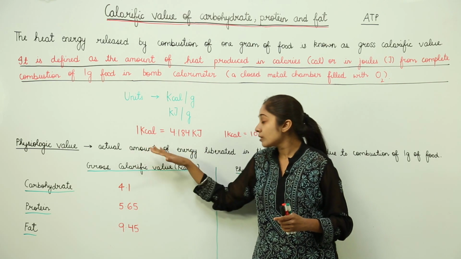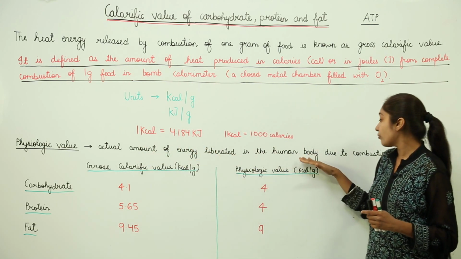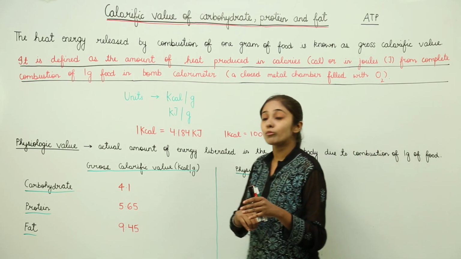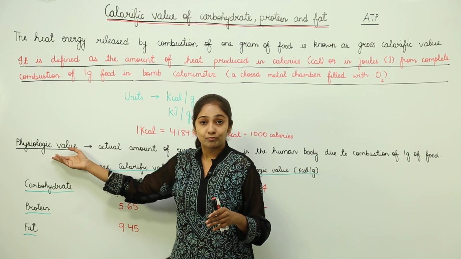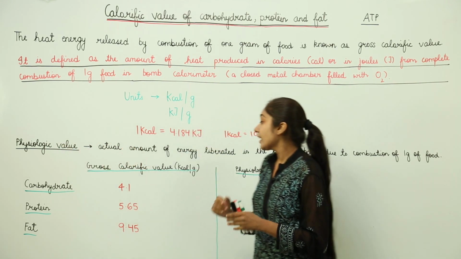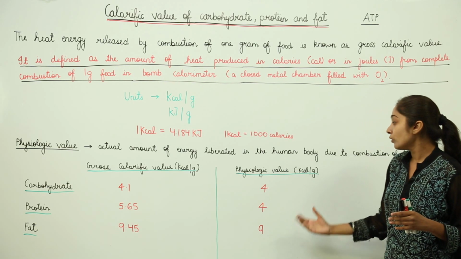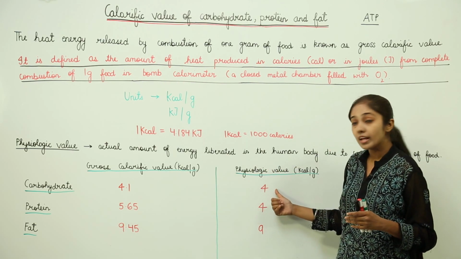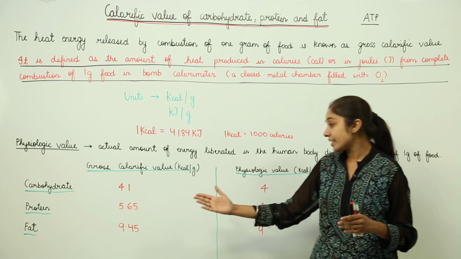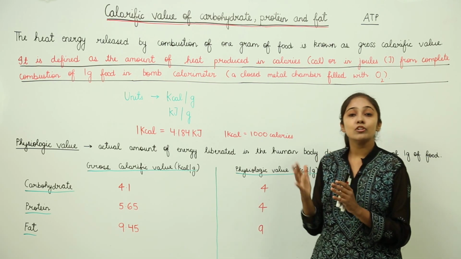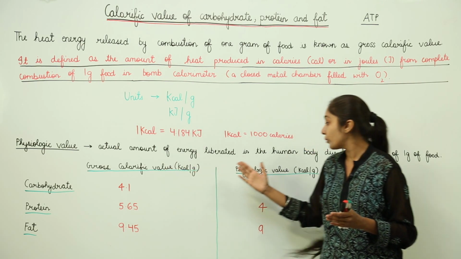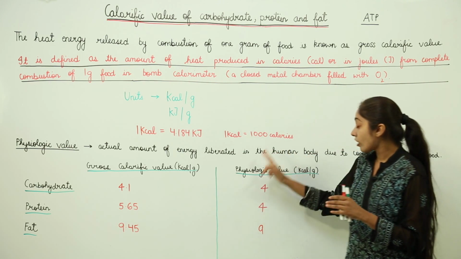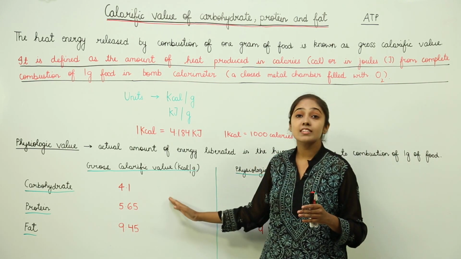But the actual amount of energy liberated in the human body due to combustion of 1 gram of food is the physiologic value. Now let us see the value in kilocalorie per gram. The physiologic value for carbohydrates is 4, for proteins 4, and for fat 9. As you can see, if you compare the gross calorific value with the physiologic value, the physiologic value is always less than the gross calorific value.